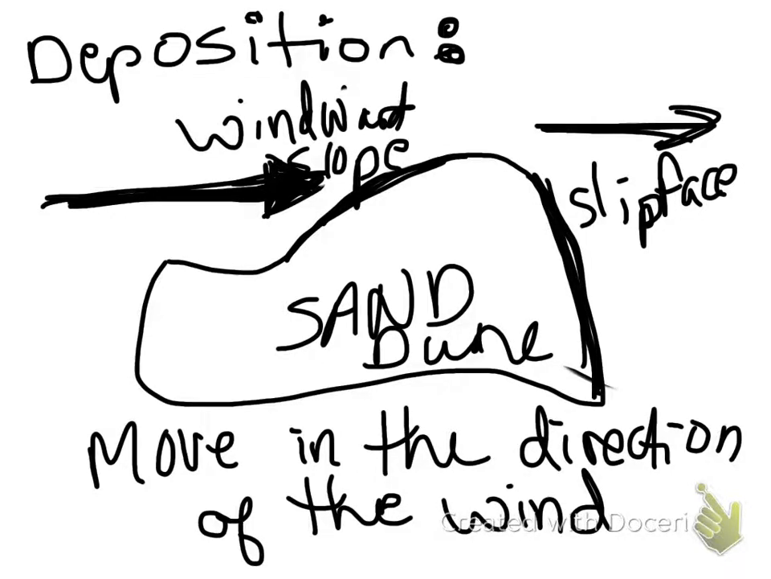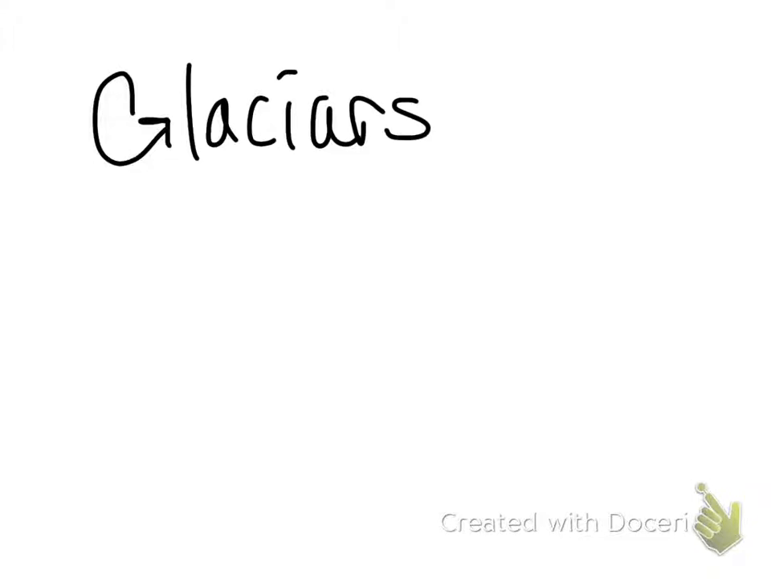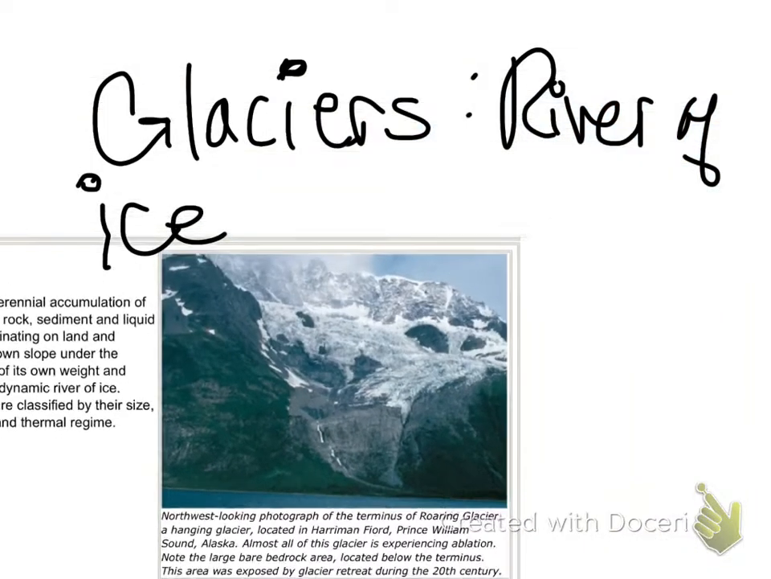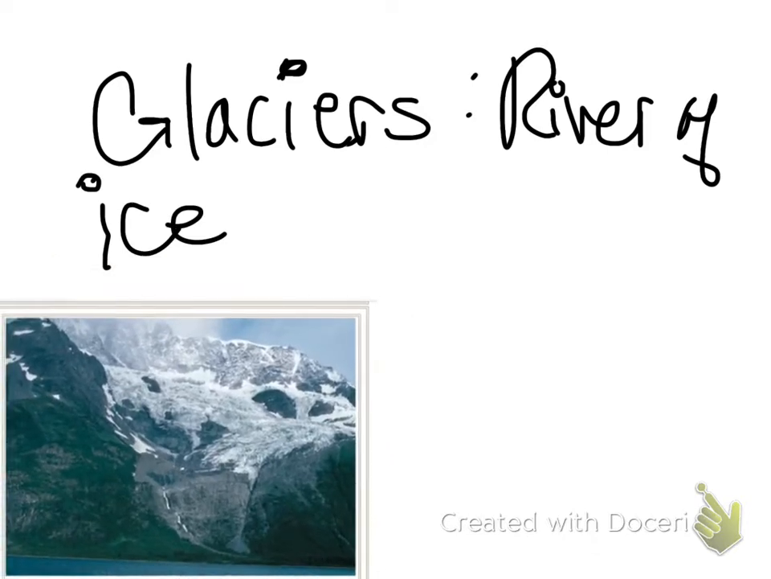Okay, besides just wind erosion, we also talked about glacial erosion. Glaciers are very fun to talk about. Glaciers are a river of ice. Remember that this ice was not formed from just water freezing. There we go, there's a picture of a glacier.